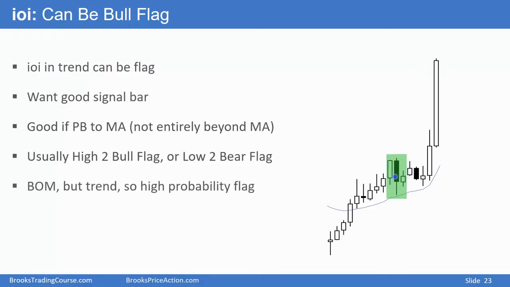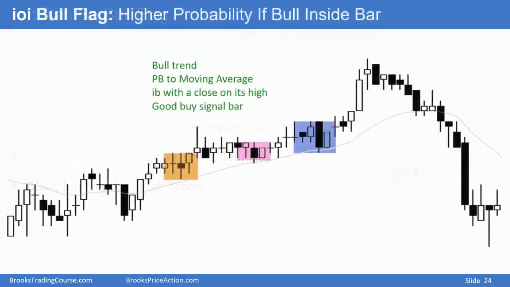So yes, IOI is breakout mode, but it's in a bull trend above the moving average and a bull third bar. Breakout mode, but probably you get a bull breakout. Now I talked earlier about IOI patterns, and if you're looking to buy, it's higher probability if you're buying above a bull bar for the third bar. Here we have a small IOI. Third bar is a bull bar closing on its high. It's a higher probability buy than if it was a bear bar.